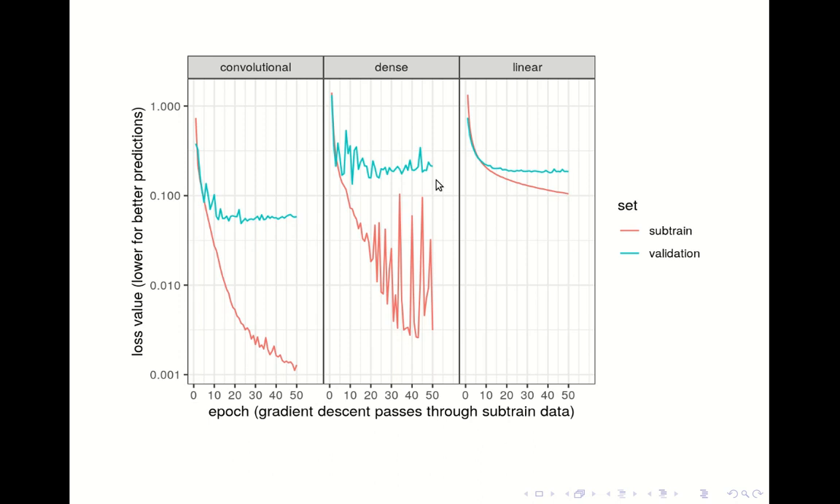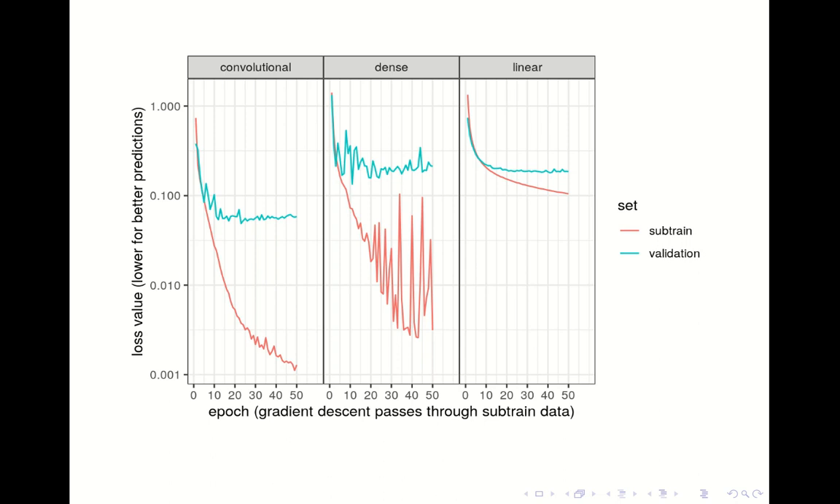After that, if we plot all of those subtrain and validation loss curves in the same plot, we see something that looks like this, where we can see that the convolutional validation loss, the blue curves here, is quite a bit lower than the other two. That suggests that maybe the convolutional network might do a better job for held out test data prediction.